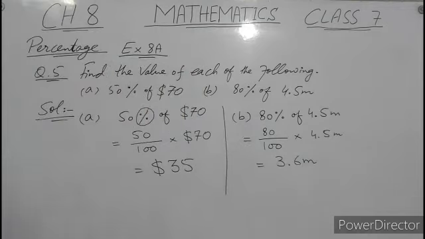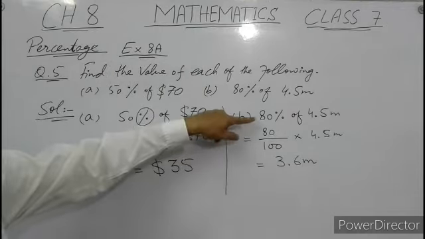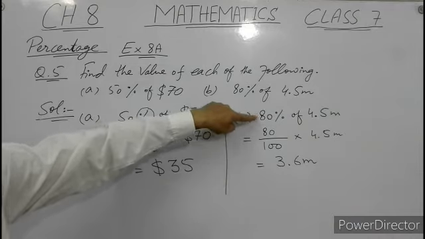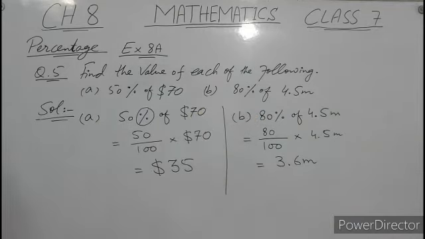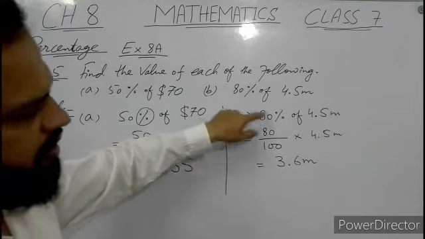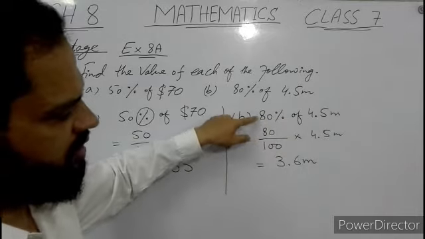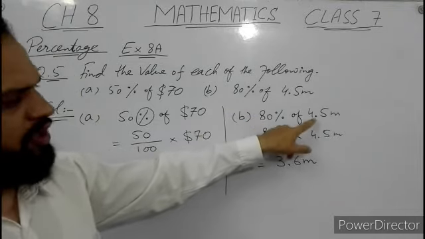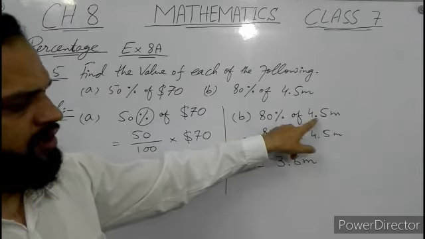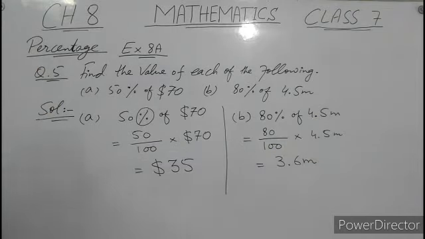Again, without using calculator, 80% means 80 over 100. 80 over 100 will become 8 over 10, then 4 over 5. 4 over 5 of 4.5. So 4 over 5 means we will make 5 equal parts of 4.5 and consider 4 parts. Then you will get 3.6 meter.